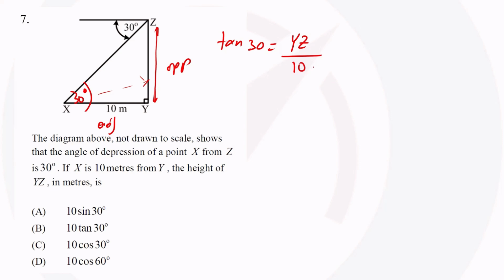So in order to find YZ, we're going to multiply both sides by 10. So therefore we have 10 tan 30 degrees is equal to YZ. So therefore our answer is going to be B.